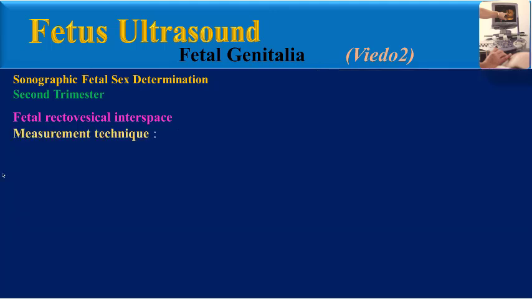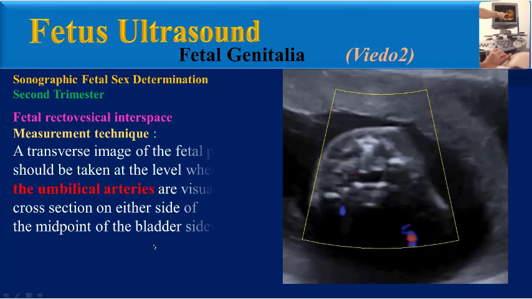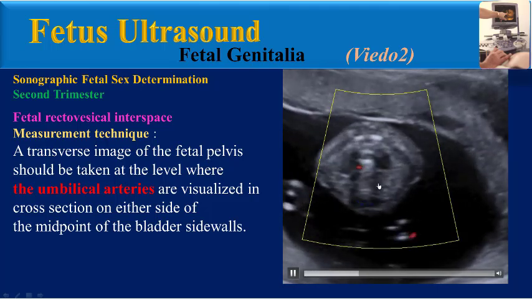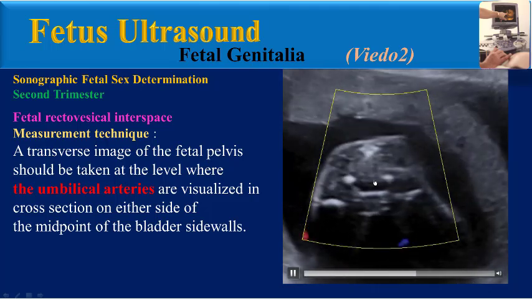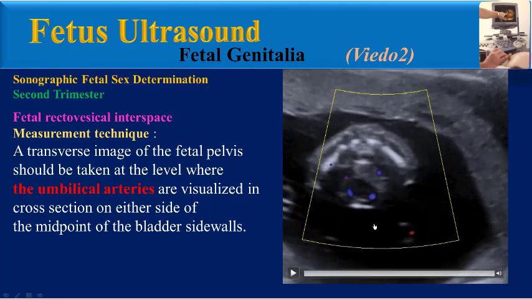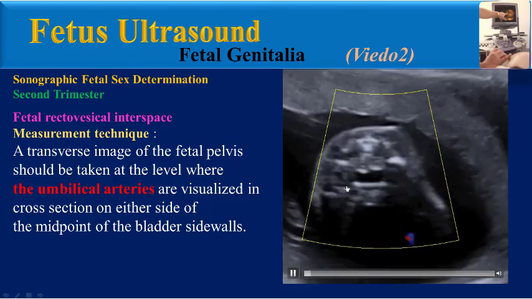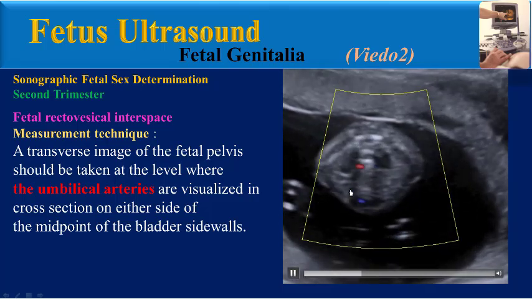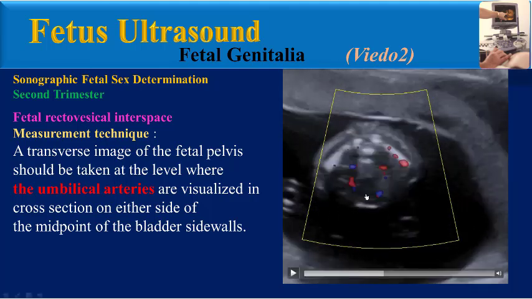What is the measurement technique for fetal retrovesical interspace? A transverse image of the fetal pelvis should be taken at the level of the umbilical arteries or visualized in a cross section on either side of the midpoint of the bladder side walls. Color imaging is helpful to ensure an accurate level. If the umbilical arteries are noted at the anterior aspect of the bladder, the level is too high.